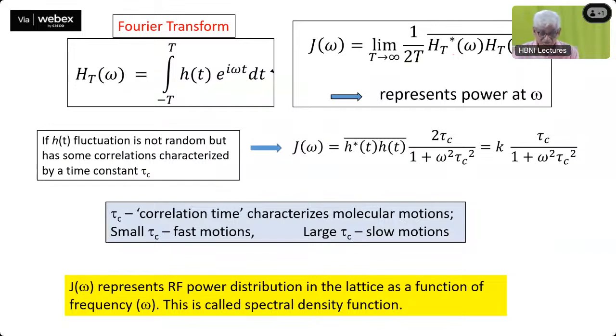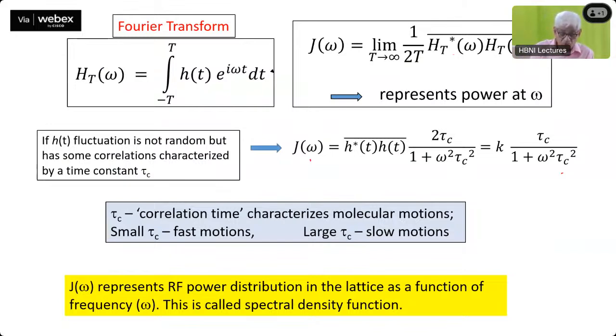At a particular frequency omega, it is dependent on the correlation time. This is called the correlation time. How much is the memory? How much is the relationship between the fluctuations that are happening inside the lattice? So tau c is called the correlation time, which characterizes the molecular motions.